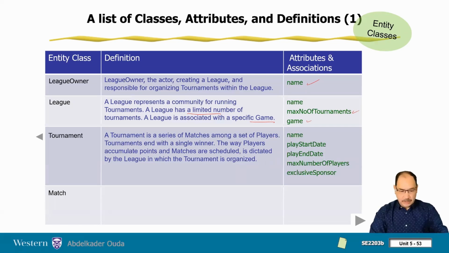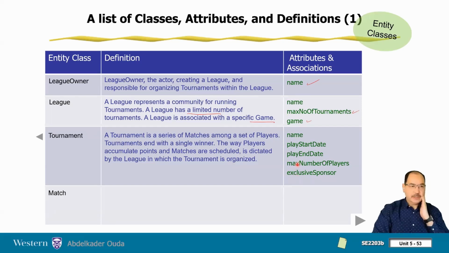Based on my understanding, we need to have a name for the tournament for sure. And then play start date, play end date, maximum number of players, exclusive sponsors. And this is also from the description I showed you in the previous slides. That means for each tournament, we defined some kind of sponsors, whether it is exclusive sponsors or sponsor per demand. That means that should be here, say yes or no. And if it is yes, what kind of sponsorship is it going to be?